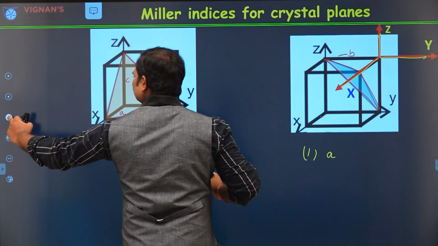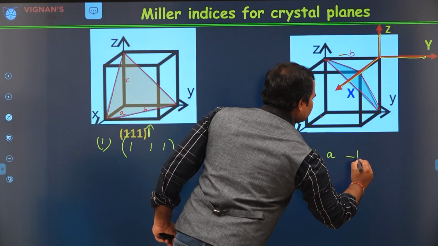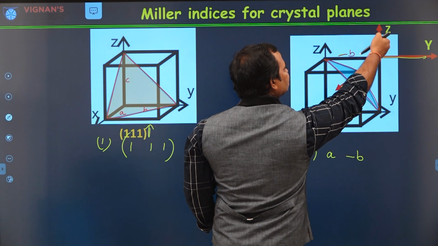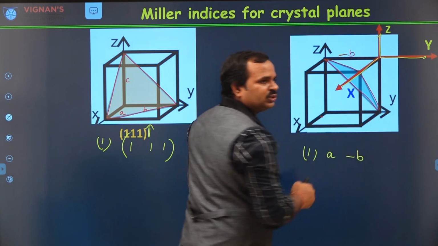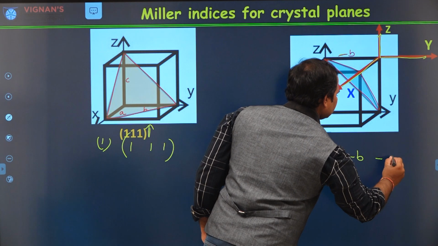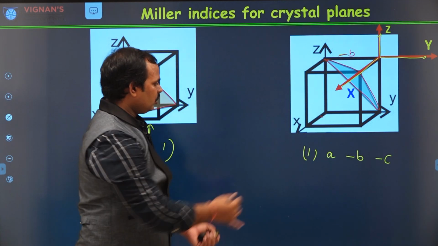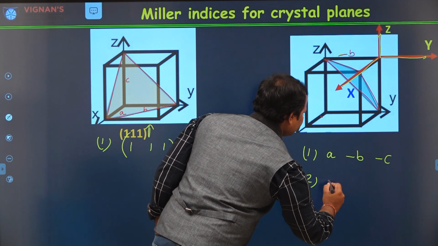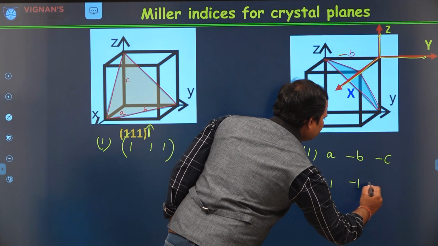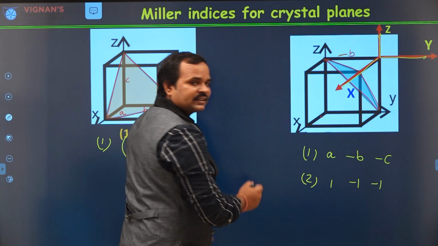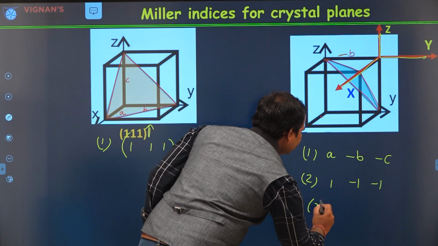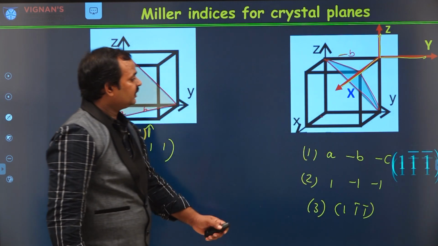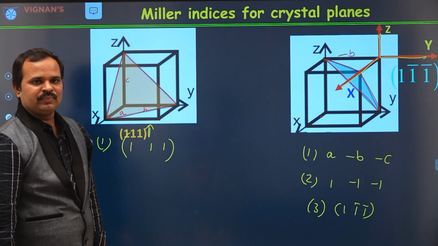So on the y-axis it is at minus b. On the z-axis, this is the positive z-axis, but the plane is intercepting along the negative z-axis, so we can write minus c. Now from this you divide by the lattice parameters, which gives 1, minus 1, minus 1, and then reciprocate them to find the Miller indices: 1, 1 bar, 1 bar. These are the Miller indices of this plane.